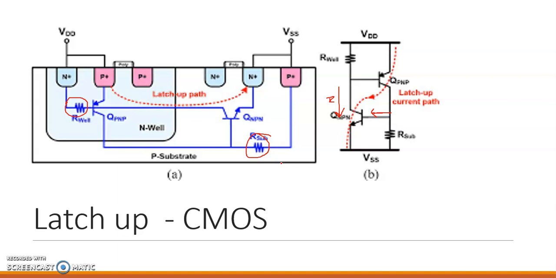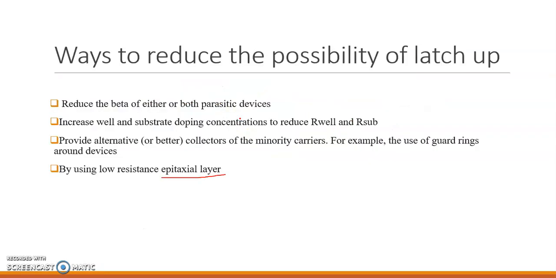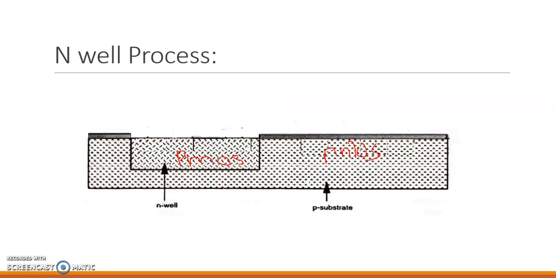In order to avoid the latch-up problem, we can make some provisions. We can keep the beta of the transistor low so that the current will be less, and if the current is less, the transistor will not turn on, or it will not reach a very high level. Secondly, we can keep the R-well and R-sub resistances low, as with low resistances the transistor will not turn on. To keep the resistance low, we can use an epitaxial layer, which is a low resistance material.